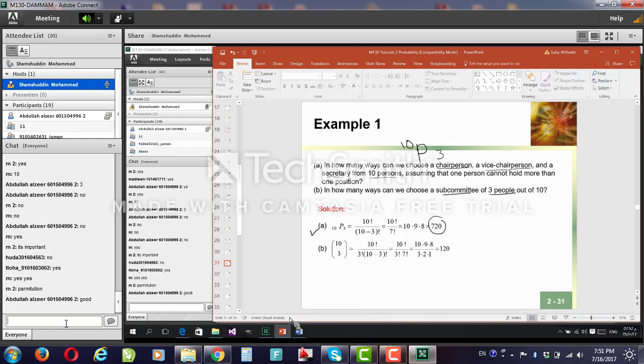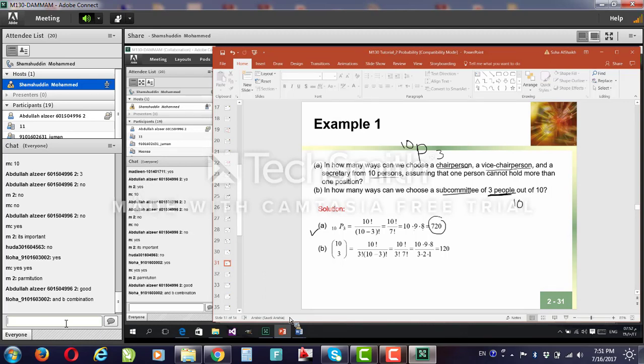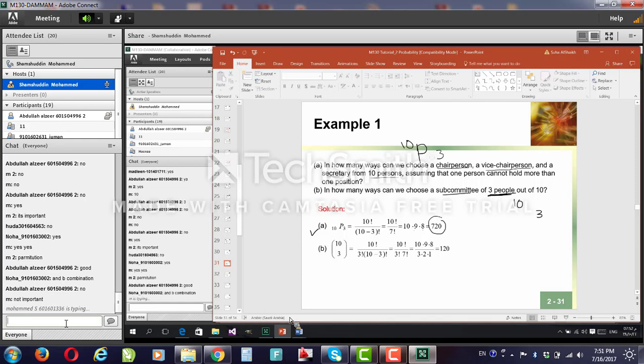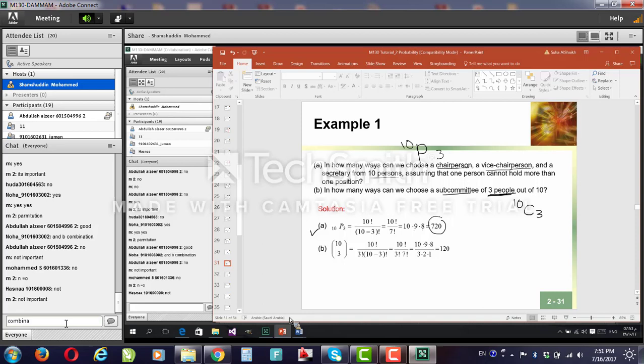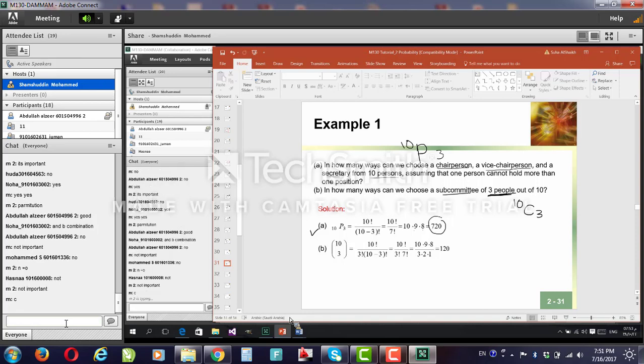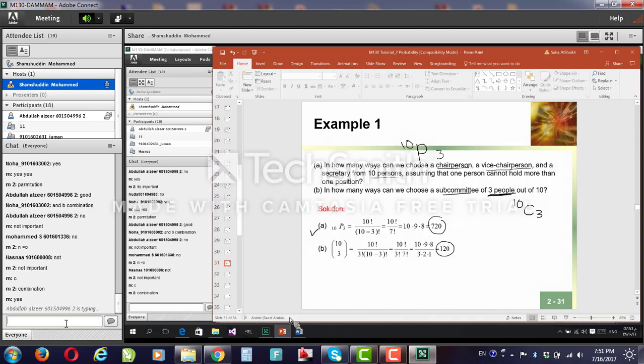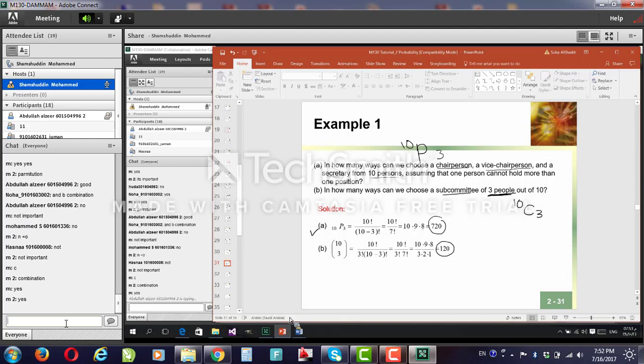Now in how many ways can we choose a subcommittee of 3 people? Now I'm choosing a committee of just 3 people out of 10. Again I have 10 and I choose 3 of them, but the order is not important here. Is order important or not? No, it's not important in this case. So I'm using the combination 10C3. The result will be 120. Do you see the difference? I have 10 and I choose 3 of them. The first time they had positions, so the order was important. The second time I was choosing a group of three, so the order is not important.